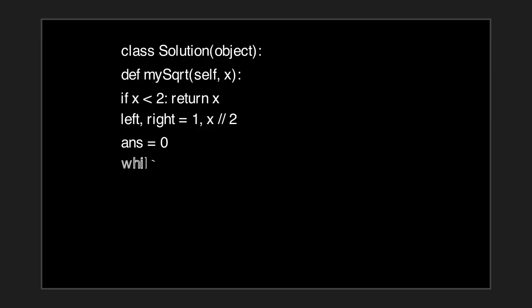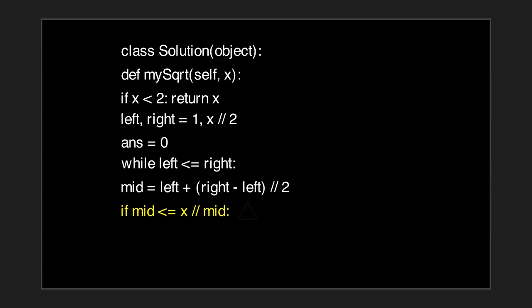Now we construct the core engine of our algorithm, the while loop. We write, while left is less than or equal to right. Inside the loop, we calculate the midpoint using our overflow safe formula, mid equals left plus right minus left integer divided by 2. Then comes our crucial conditional check. We write, if mid is less than or equal to x integer divided by mid. This is the exact mathematical equivalent of checking if mid squared is less than or equal to x, but it guarantees we will never trigger an integer overflow exception in strictly typed languages.